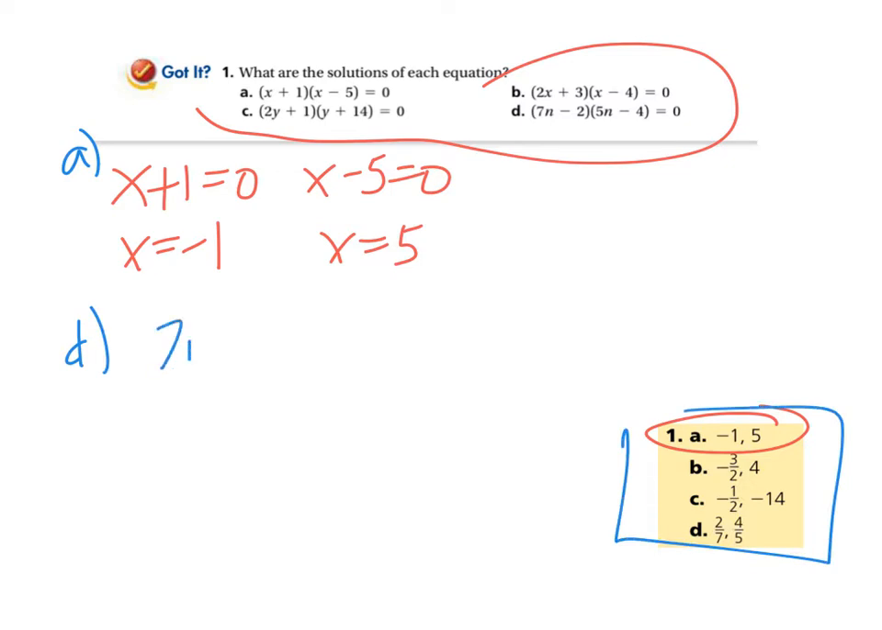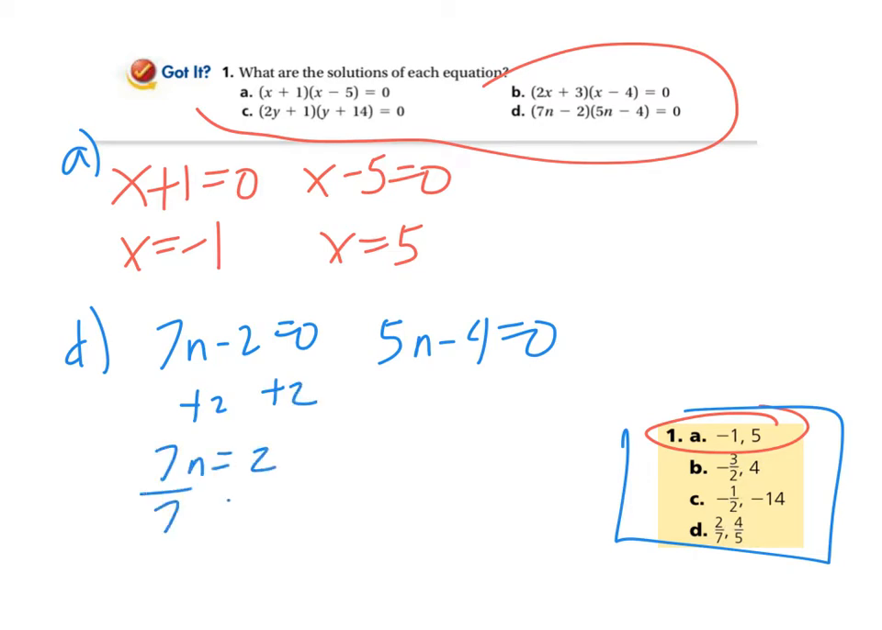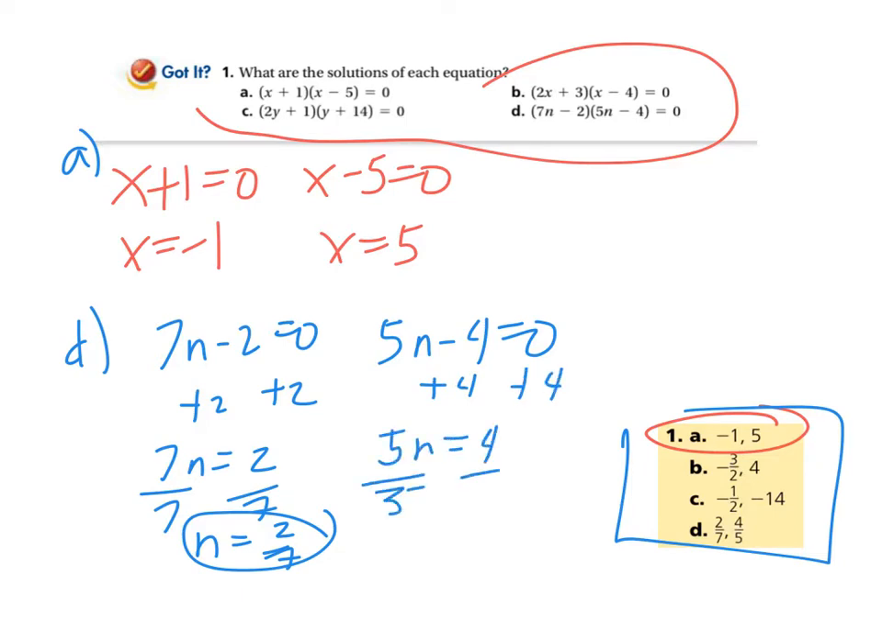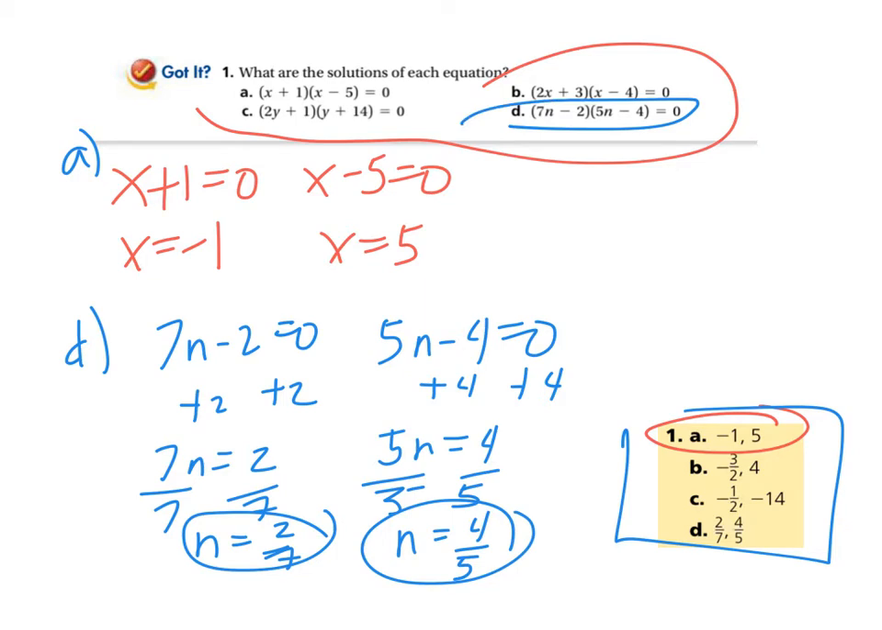So in D, 7n minus 2 equals 0, and 5n minus 4 equals 0. So add the 2, so 7n equals 2, divide by 7, and n equals 2 sevenths. Or add the 4, so 5n equals 4, divide by 5, and n is 4 fifths. So again, both of those are the zeros, or the roots of whatever quadratic equation this really is. And again, you can check the rest of them here on your own. If you get stuck with them, ask a friend, ask me. We'll go through and work them for you.